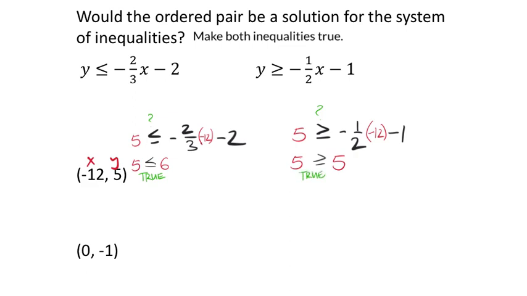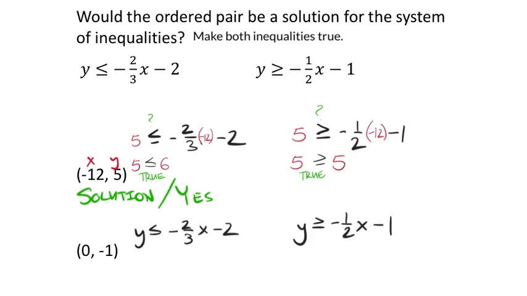So, since it's true for both, and technically we wouldn't want the equality because this is leading into something else, but since it's true for both, we can say that this is a solution for both. So it's a solution. There we go. I guess I should have read the question. Would the ordered pair be a solution for the system of inequalities? This one really should be yes. Whatever.